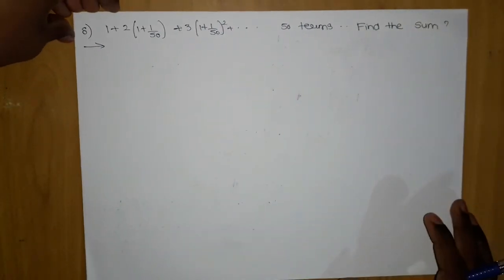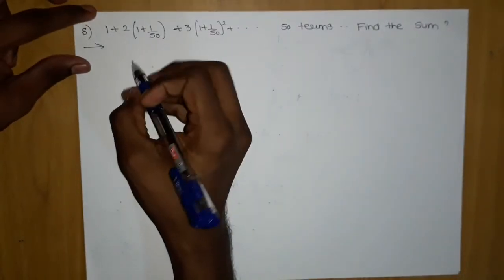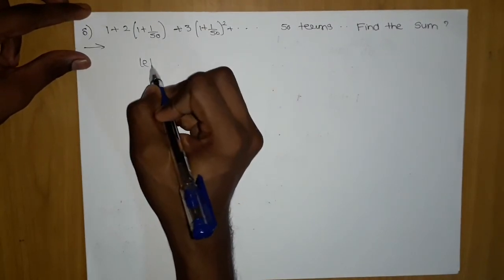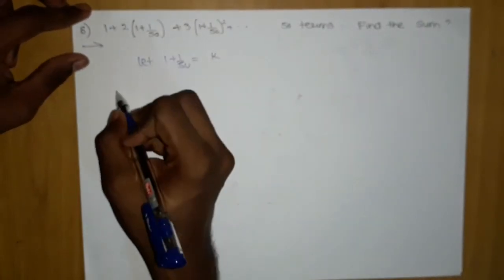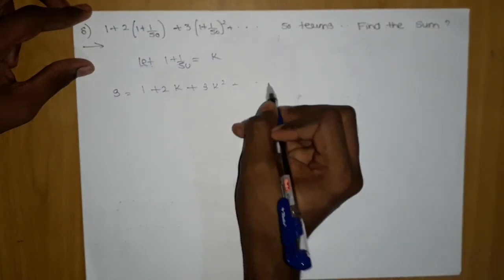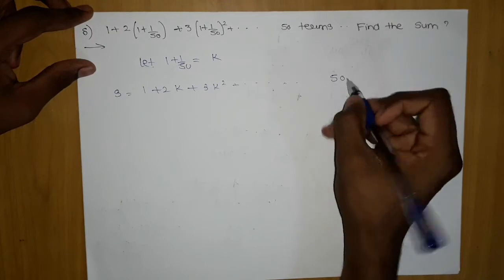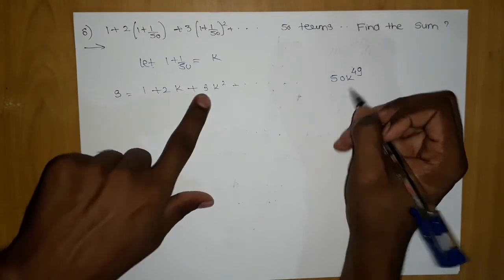The 8th problem says: 1 plus 2 into (1 plus 1 by 50), plus 3 into (1 plus 1 by 50) the whole square, and so on till 15 terms. Find the sum. Now one thing you can easily understand by observing the series is that if I let 1 plus 1 by 50 be some k, then S will become 1 plus 2k plus 3k square, and so on till how many terms, 50 terms. K power will be 49, because it starts from 0, so it will be 50 terms.